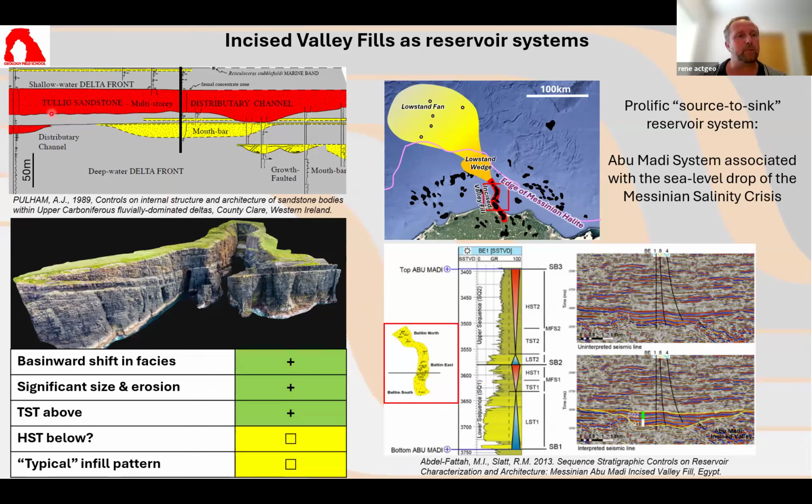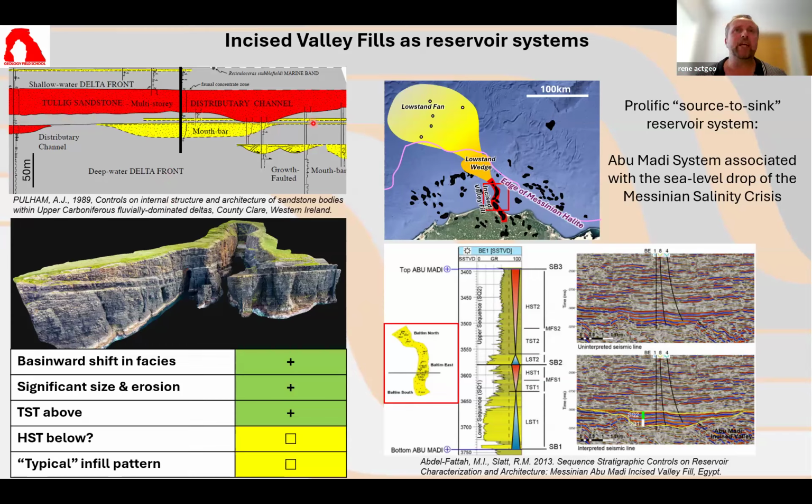Now, obviously, people, Andy Pulham in particular, have done a lot of work here correlating this around to demonstrate that, yes, I can trace this surface much more regionally, and it's got quite significant erosion associated with it. So I think this really is an incised valley fill, personally.